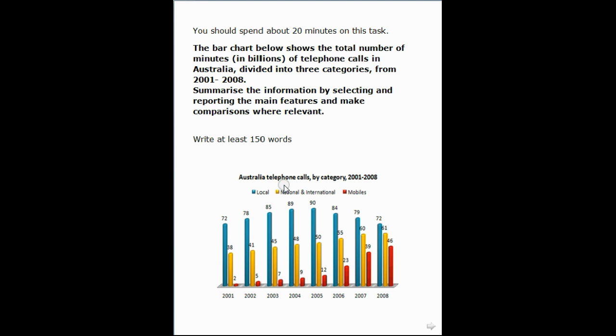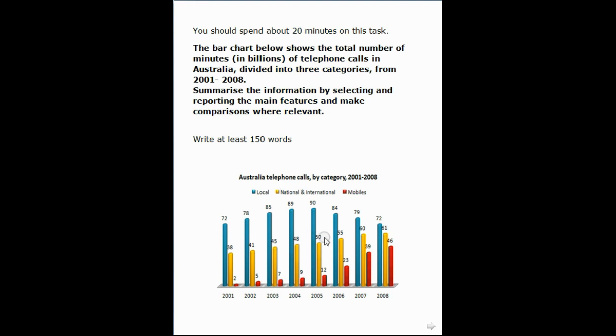You should spend about 20 minutes on this task. The bar graph below shows the total number of minutes in billions of telephone calls in Australia divided into 3 categories from 2001 to 2008. Summarize the information by selecting and reporting the main features and make comparisons where relevant. Write at least 150 words.